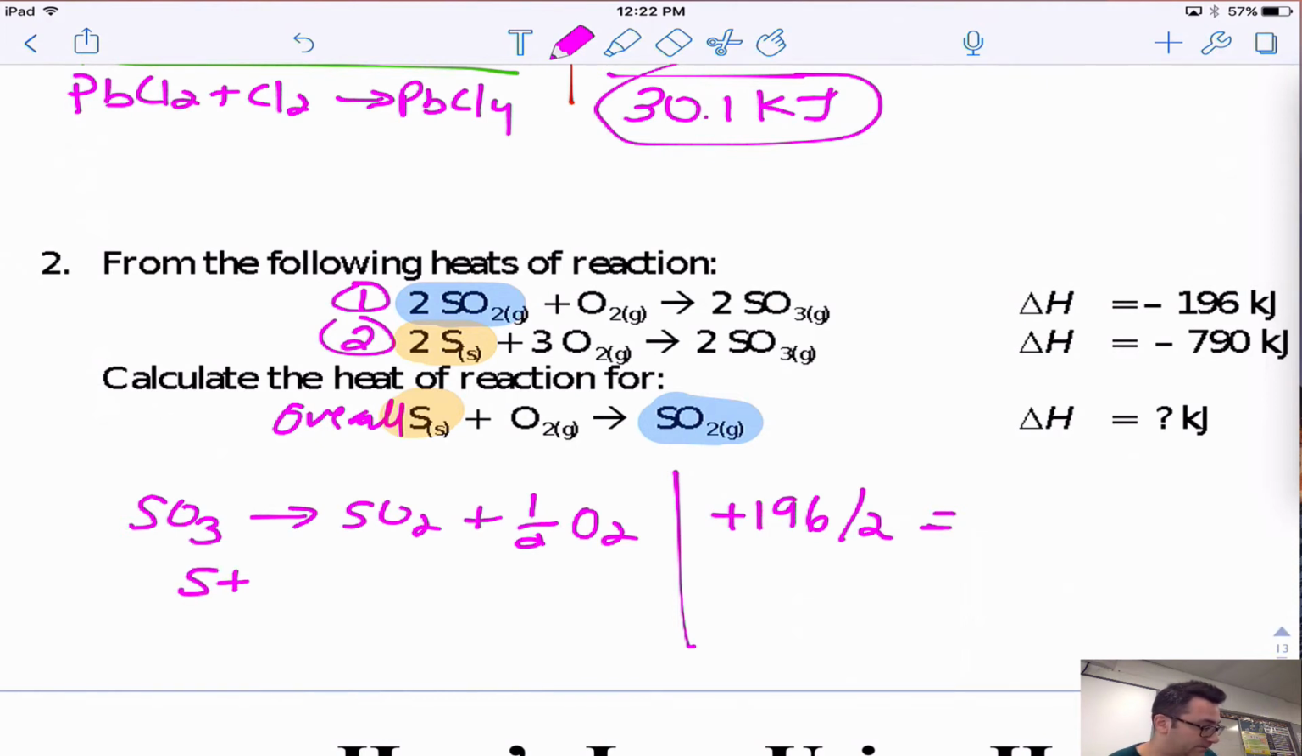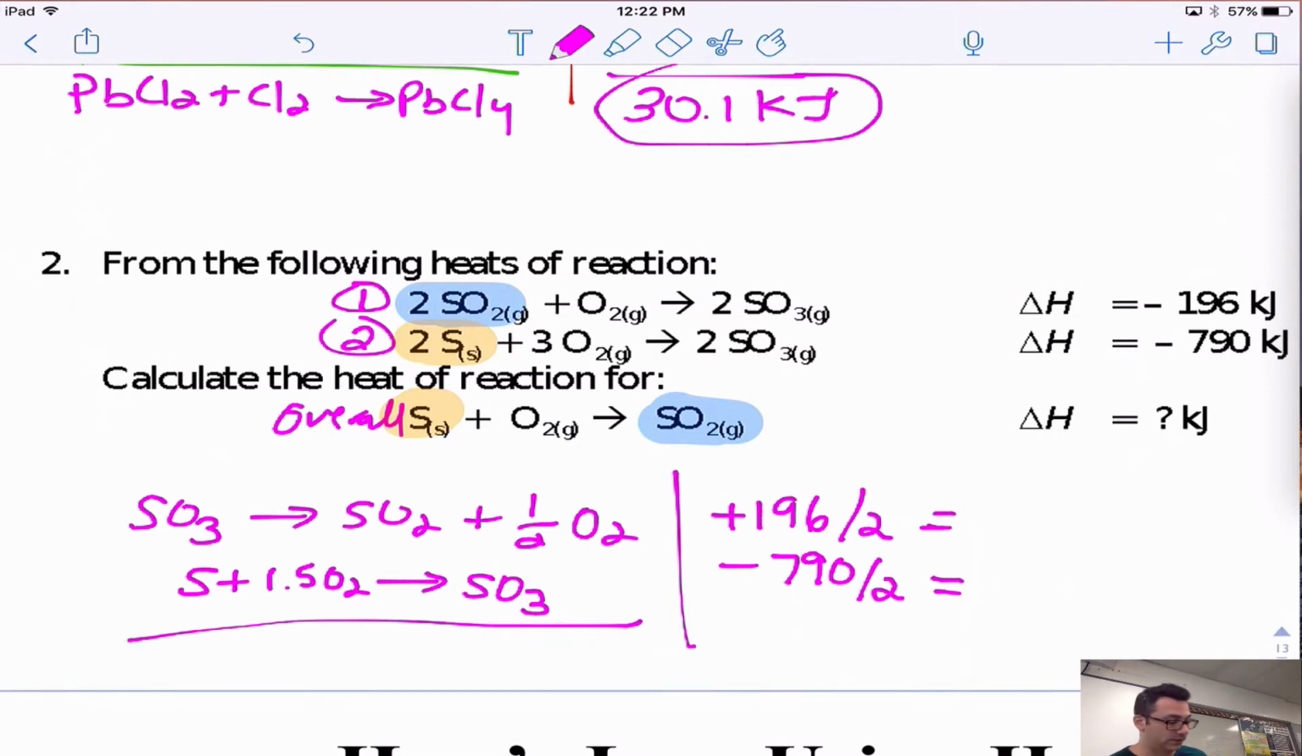S plus 1.5 O2 yields SO3. And we're going to half our 790. We're going to keep it negative 790, but divide it by 2. Now let's double check again that our heats add up properly. So on the left side, we have S. The SO3s cross out. The O's, a half an O crosses out with a half an O over here. So we're left with O2, and then we have SO2. And that's my overall reaction.